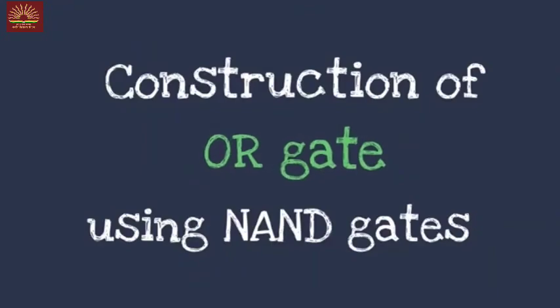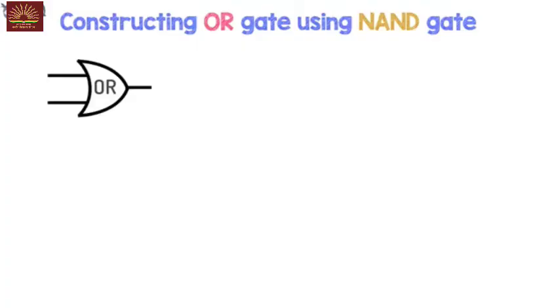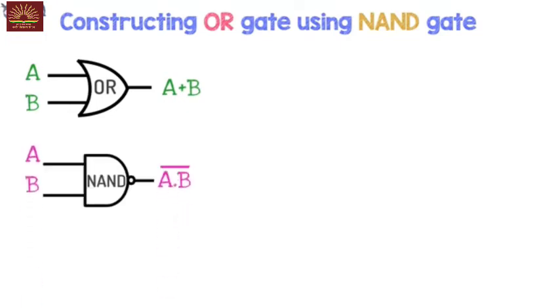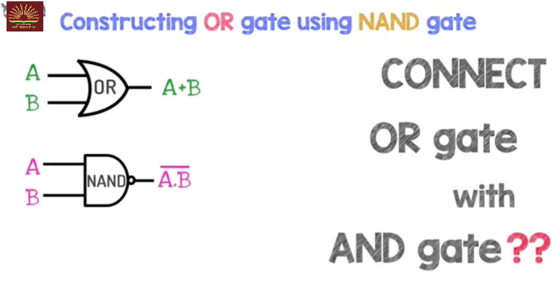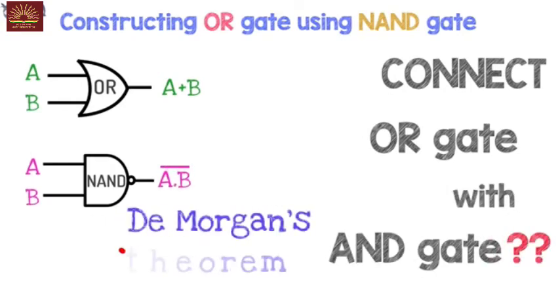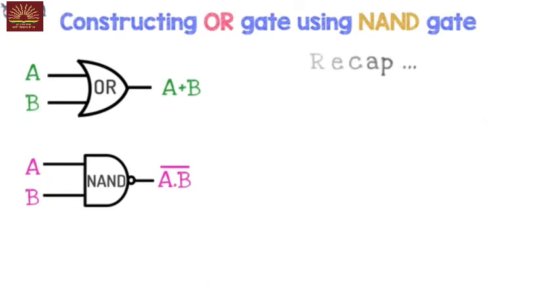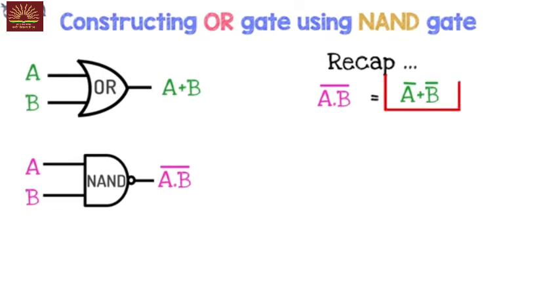The Boolean expression for an OR gate is A or B. And the Boolean expression for a NAND gate is (A and B) bar. How do we connect the OR operation to AND operation? Wait a minute, let's apply De Morgan's theorem to it. If you recap from previous video, (A and B) bar gives A bar or B bar. Now this looks somewhat similar to OR gate expression that we need. Only that in this case, the inputs are inverted.